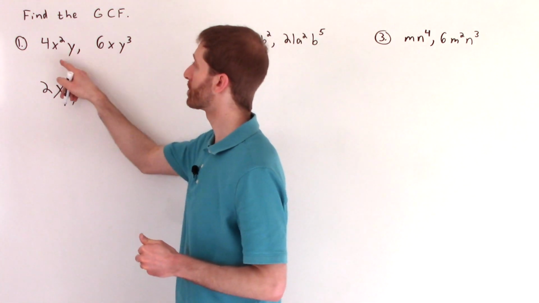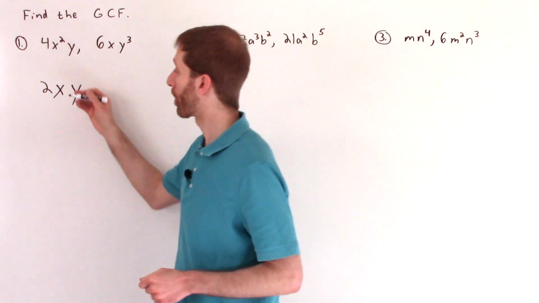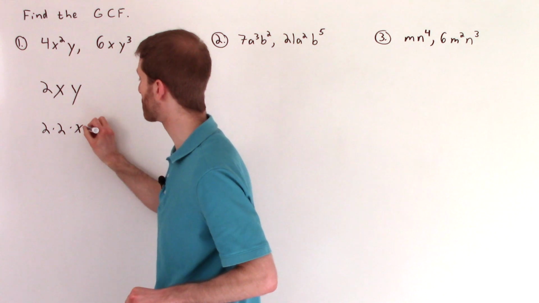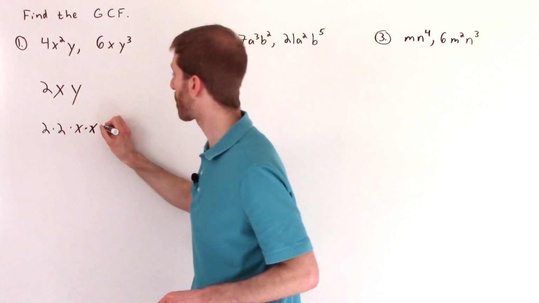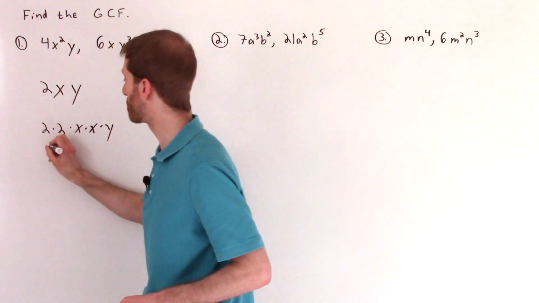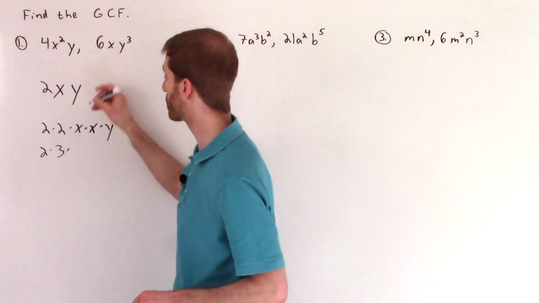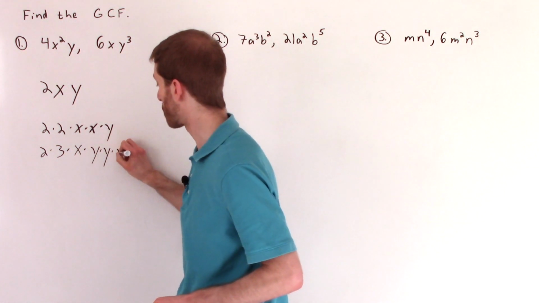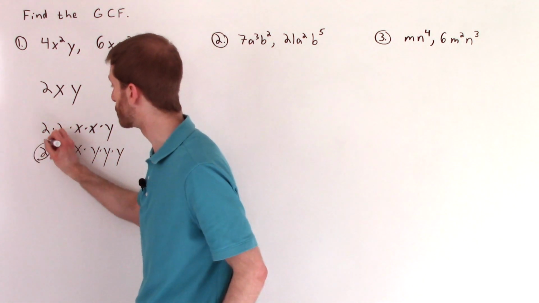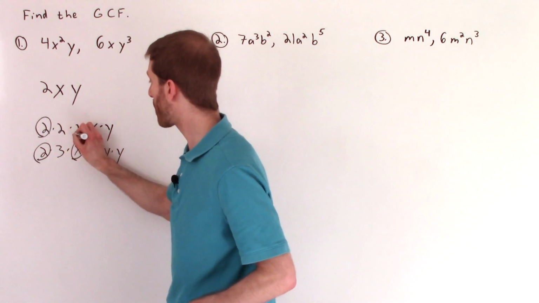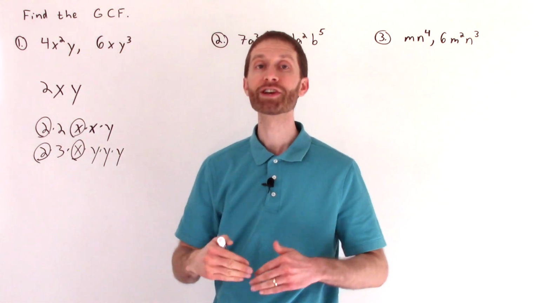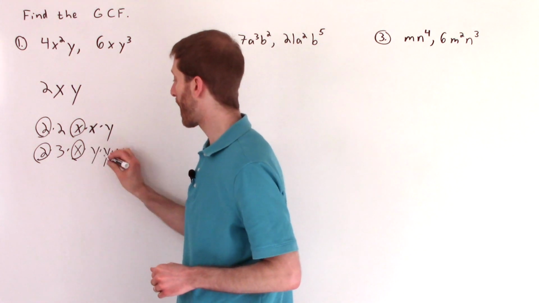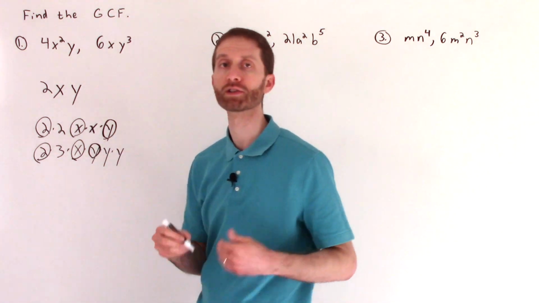So if we expand each of these out, we see that 4x squared y can be written as 2 times 2, a prime factorization, times x times x, times y. And then 6xy cubed can be written as 2 times 3 times only 1 x times 3 y values, y times y times y. We see that in common you've got a 2, and then we've got only 1 x in common. That's the lowest power, the least power that is in each of these expressions. And then the y's, there's only 1 in common to both of those. Again, the least power there.